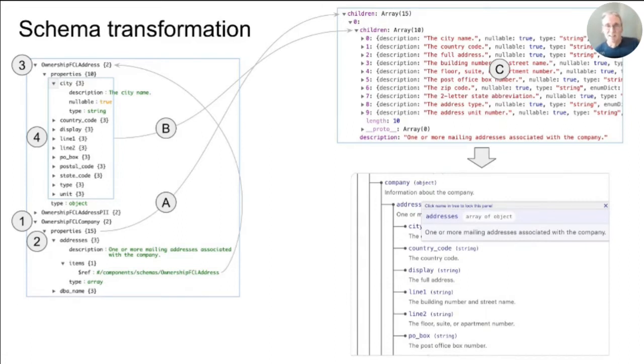Transformation A turns the company properties into an array of 15 child objects, and B turns the address properties into an array of 10 child objects. For each child, you can see the attributes from the spec shown as C. The structure now matches the one used by D3.